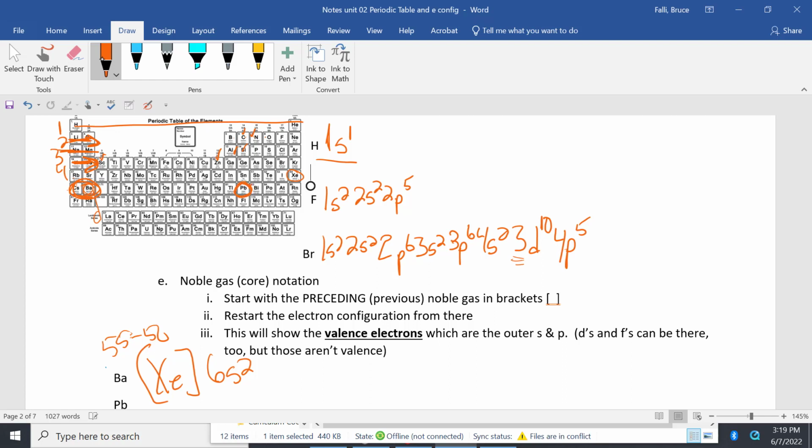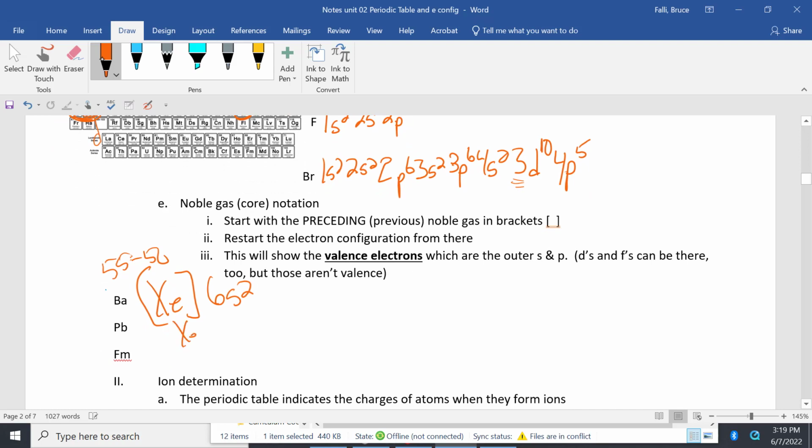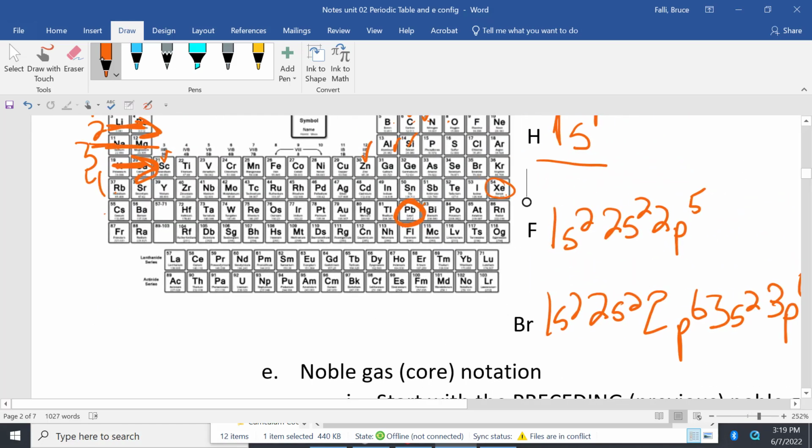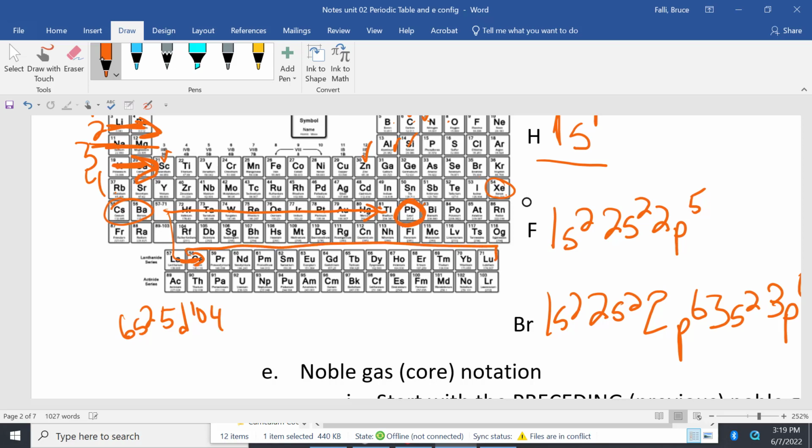Lead, way down here, number 82. Preceding noble gas, still xenon. Now, what's mean about this one is I've got to get in the middle of this. So xenon, and I've got to get to lead. I've got these two, which would be, we just saw it, 6s2. I've got to go all the way over here, which is 5d10. But notice I have my little detour over here, right? I've got all of these. 4f14. See F block, and there's 14 of them. And then I'm finally back in here. This jumps back up to 6p2.